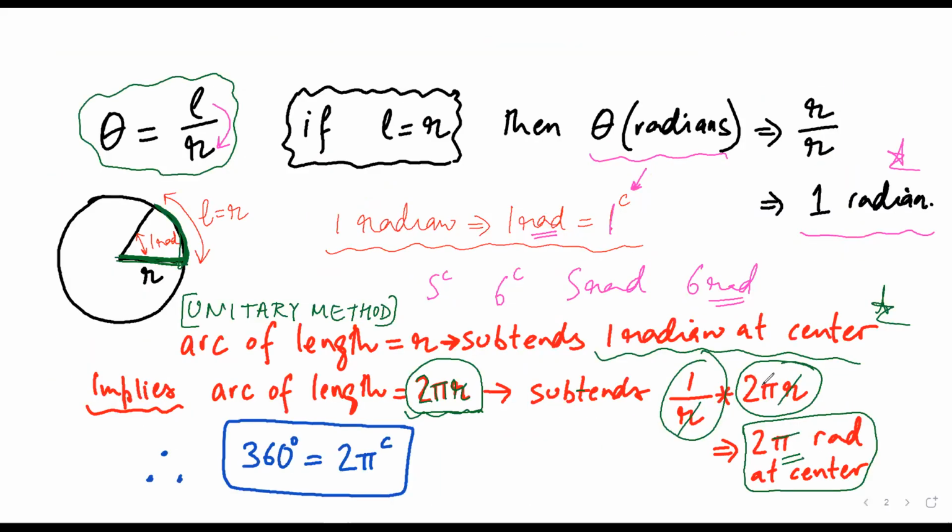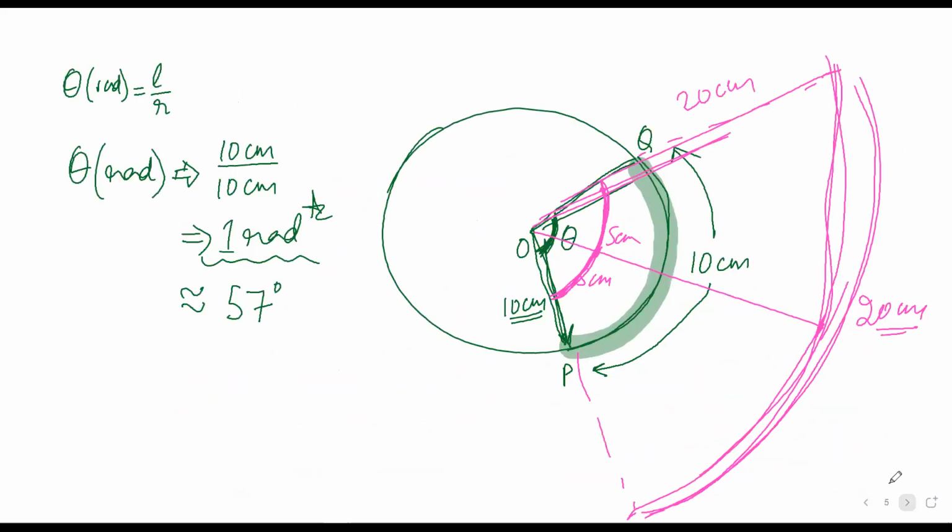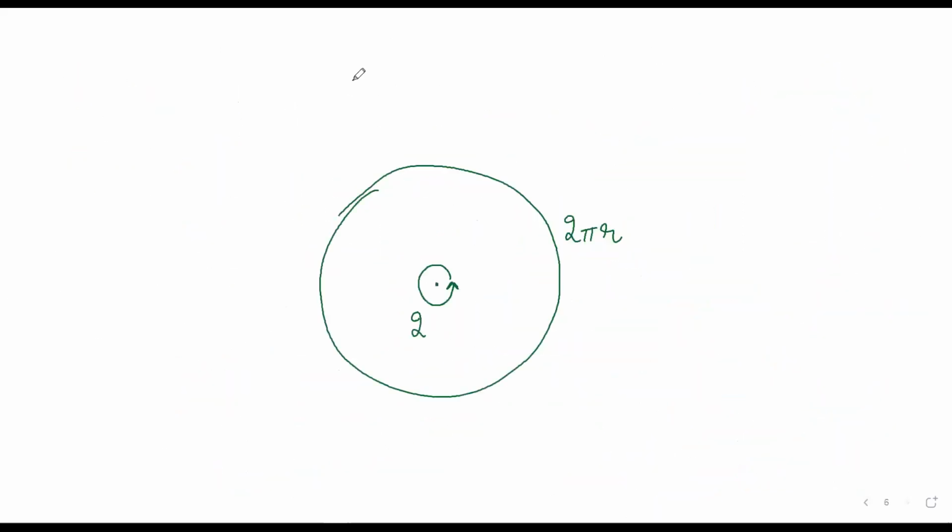So the angle would be equal to 2 pi radians. The length of the arc is 2 pi r. 2 pi r subtends 2 pi angle, 2 pi radian at the center. Are we comfortable, Avantika? Yeah.